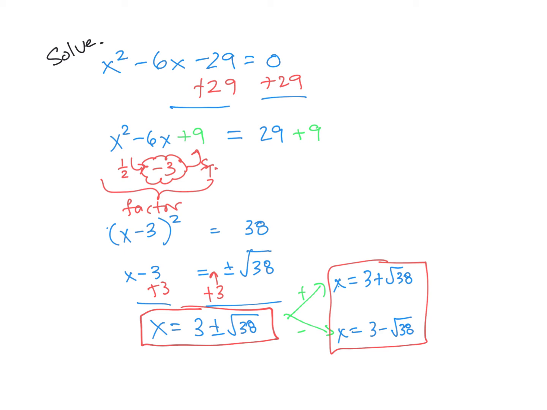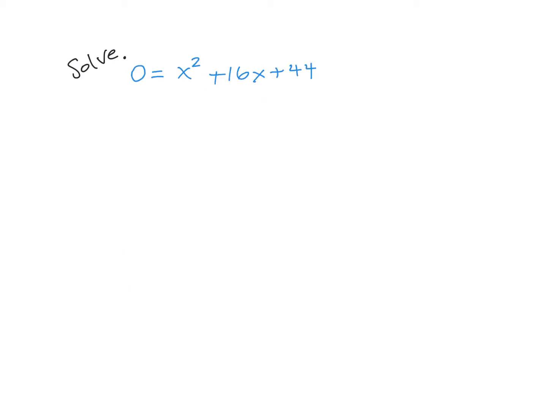Let's do one more example for you to try on your own. Okay, so let's try to solve 0 equals x squared plus 16x plus 44. And let's try to do it using completing the square. I'll give you a hint that, again, factoring wouldn't work for this quadratic equation. You can try all you like, but it won't work. All right, so I'm going to have you pause the video and try just what you think the first step is.